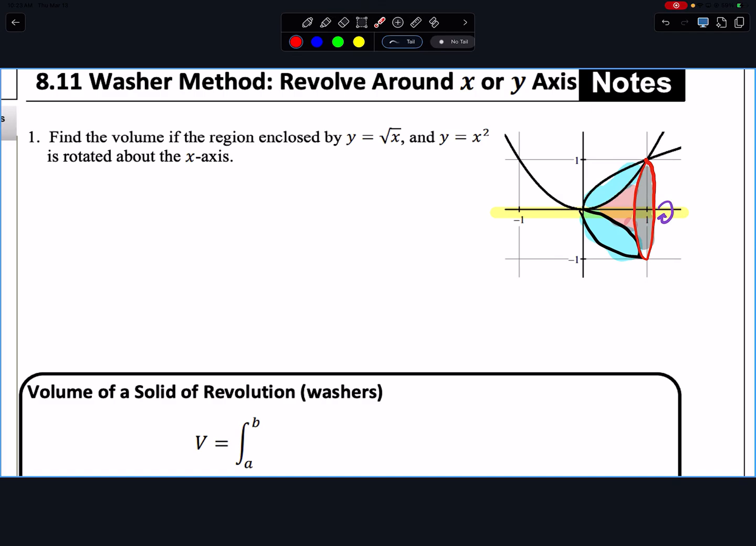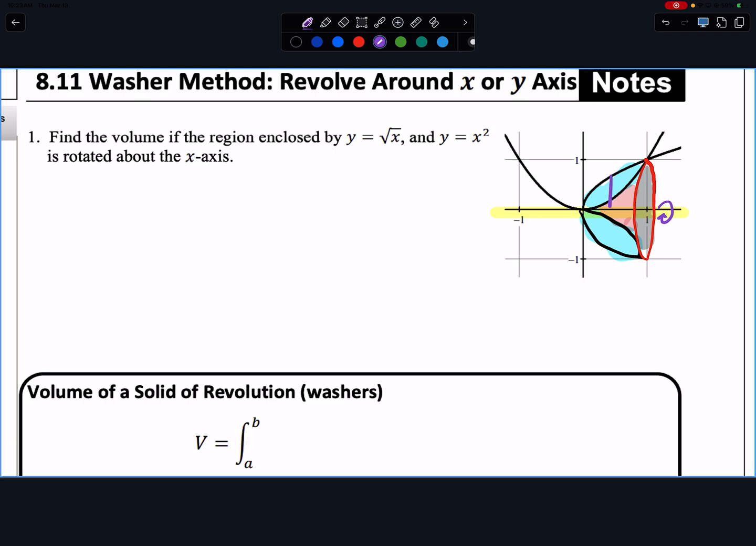So if I want to find the volume of this region enclosed by the square root of x and x squared, we would be mirroring this enclosed region on the other side, but we would have all of this empty space, right guys? So I need to figure out a way to get the true volume without including that empty space. So what I want you guys to understand, and hopefully this makes sense.